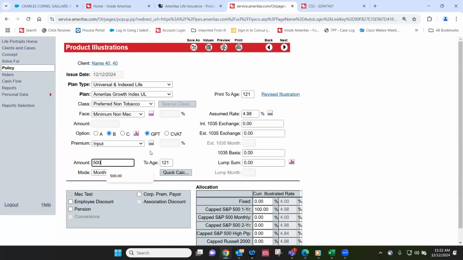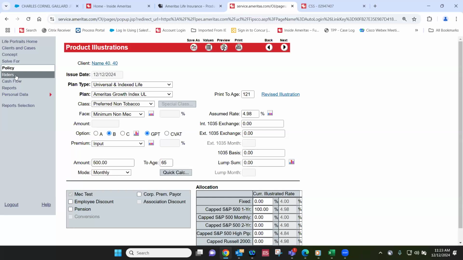Let's go ahead and just say, for sake of illustration, let's do an even $500. He's going to fund to age 65, and he's going to do that on a monthly basis. So this is really important that we put the proper dollar amount in that they're wanting to fund. Out to the right of that, to age, you put the age 65, because that's how long this particular illustration is going to fund. And then we'll have the monthly mode underneath that.